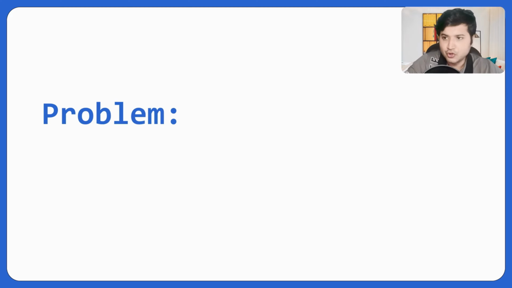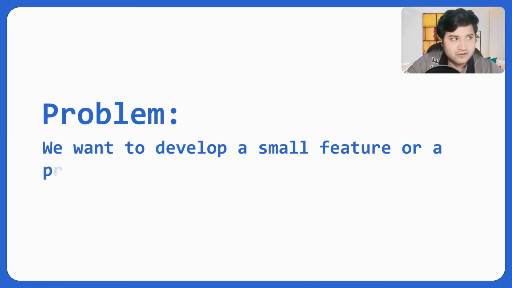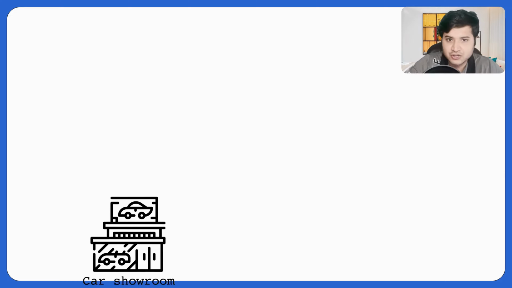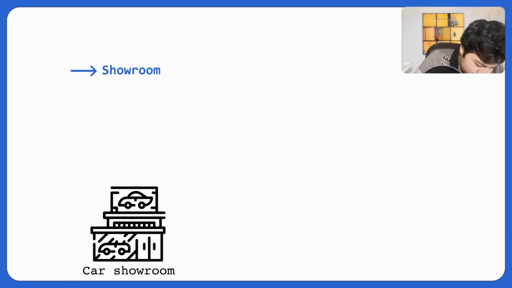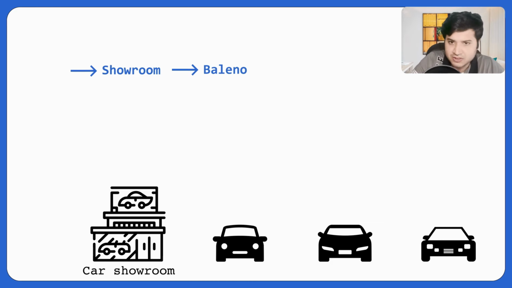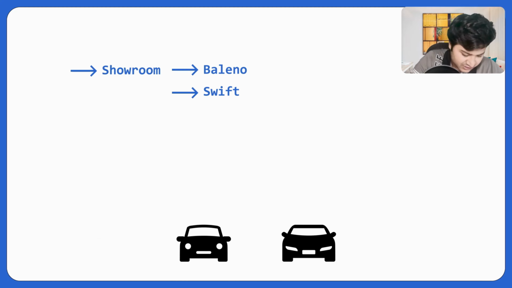To talk about the question, we want to develop a small feature or program which calculates the price of a car. Suppose you go to a car showroom. You went inside and you will see different cars, right? Let's say you will see Baleno over there. I'm just picking Maruti cars' names. Next car, let's say Swift, and there could be many more. Just to keep it simple, we are taking just two cars for now.